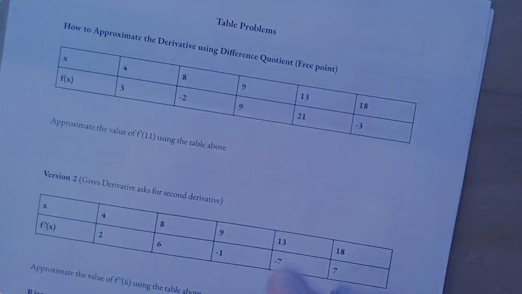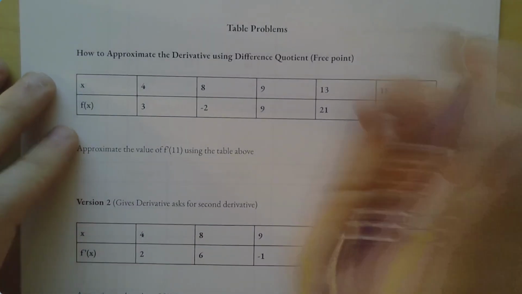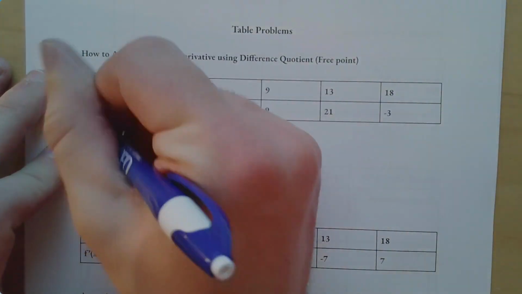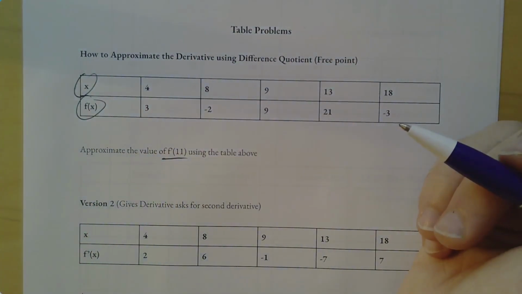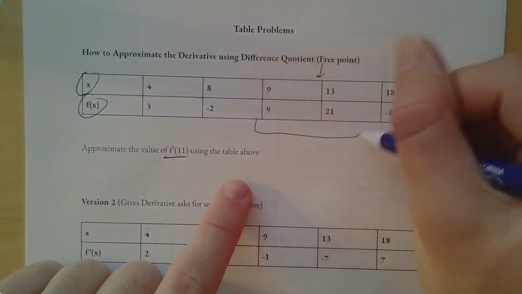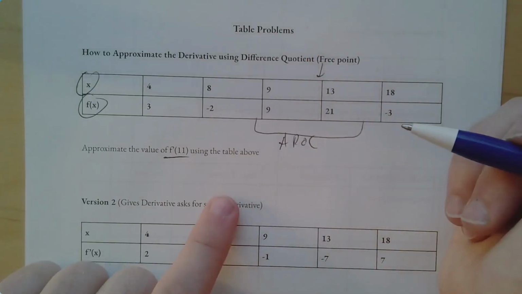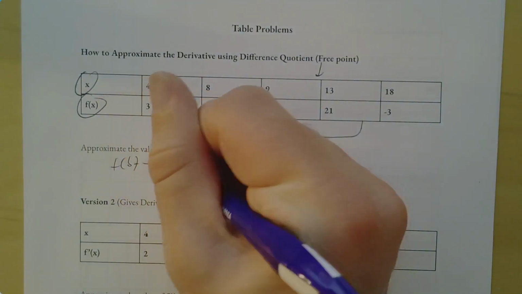Okay, 4 more pages. Table problems. This is all of calculus, guys, in one video, pretty much. How to approximate a derivative using a difference quotient. Very frequently on the test, they give you a table with an x and an f of x, and ask you to approximate the derivative at a point. You find the midpoint of that and take the AROC of that interval. And AROC is just f of b minus f of a over b minus a.